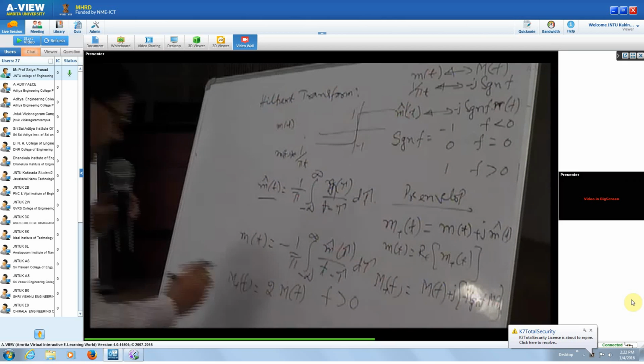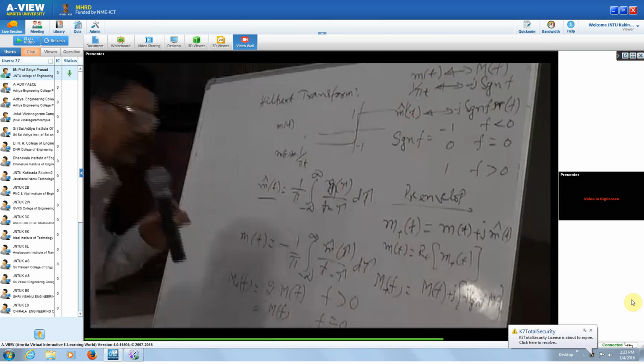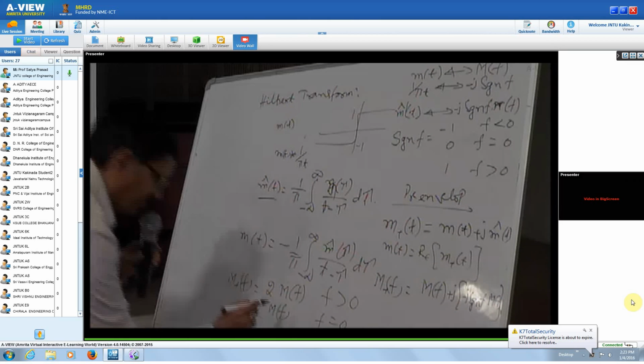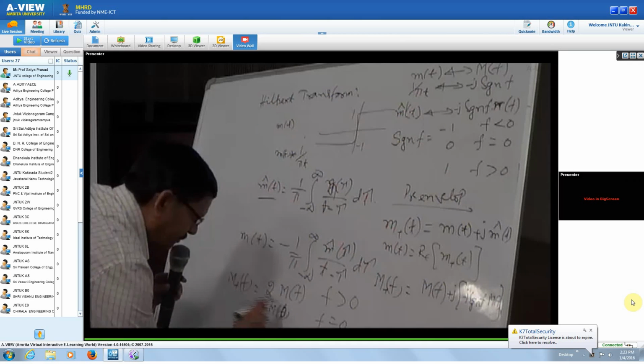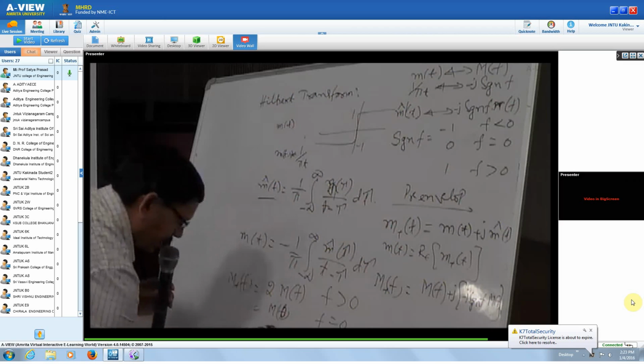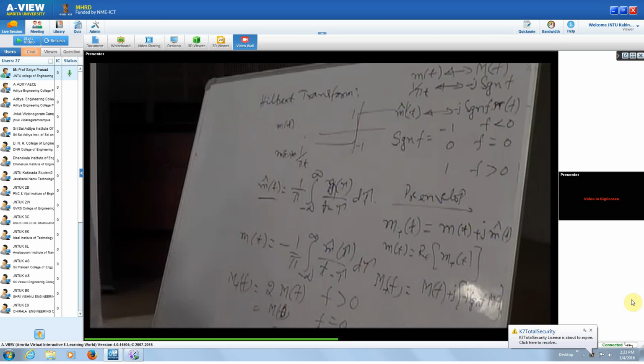When f is equal to 0, the second part is 0. Therefore, you have only m of f, and because f is equal to 0, we have m of 0. This is not m of f, it is m of 0, that is the m of f at f equal to 0. That is the DC component of the spectral domain, m of 0. And 0 for f less than 0. So this is the pre-envelope of the signal that we have defined.